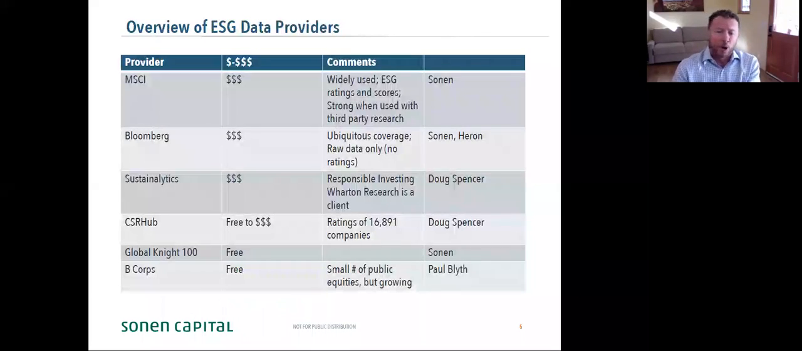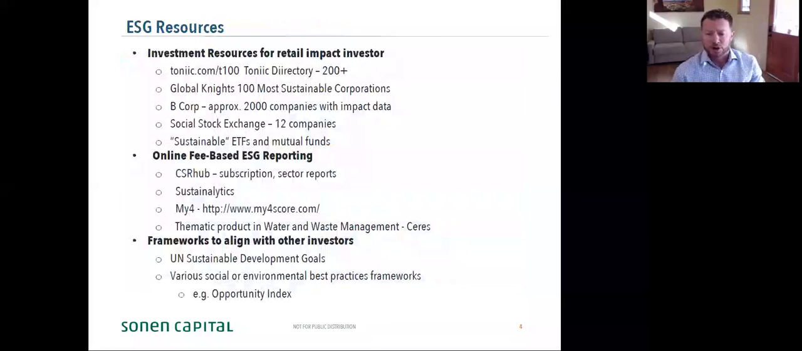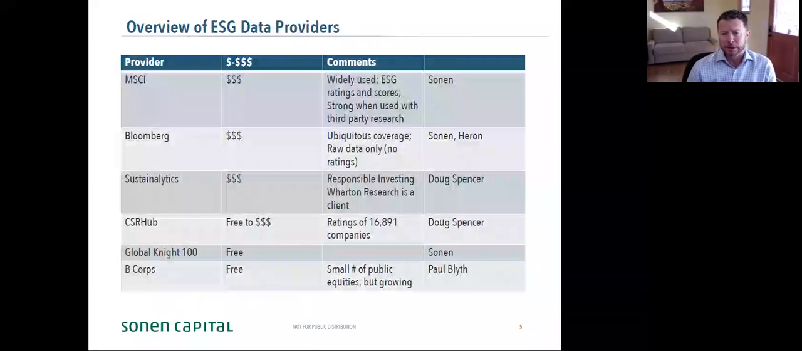Last, there are other frameworks. The UN Sustainable Development Goals is a useful way to think about whether or not you want to align your resources with some of these global challenges and imperatives alongside other investors. And there are other frameworks out there. The Opportunity Index helps gauge the extent to which you might be advancing social equity or social justice. There's the Access to Medicines Index, which helps you understand how well a pharmaceutical company may be helping address some worldwide health challenges. Next slide, please.